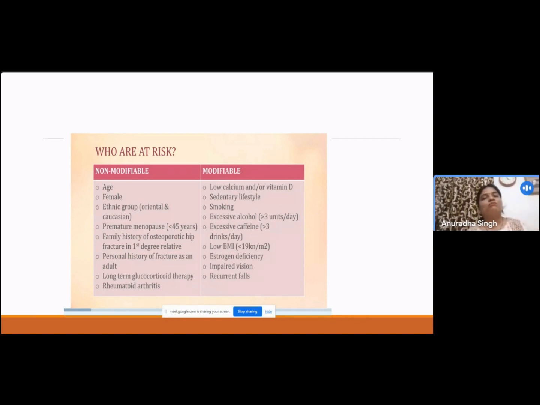We know that 50% of the peak bone mass is achieved by the age of 18 years. So we know we have to start taking our calcium and vitamin D a little early. Other factors are a sedentary lifestyle, smoking, excess alcohol and caffeine, and low BMI. The women who are low weight and having a low BMI are more prone to develop osteoporosis. Estrogen deficiency, of course, we have talked about, and recurrent falls.